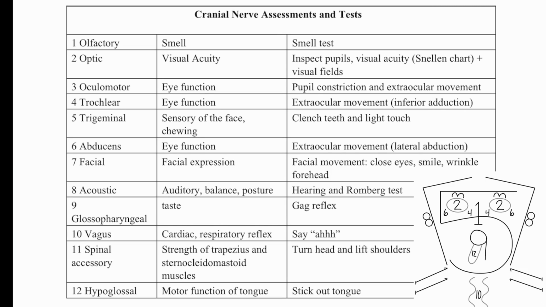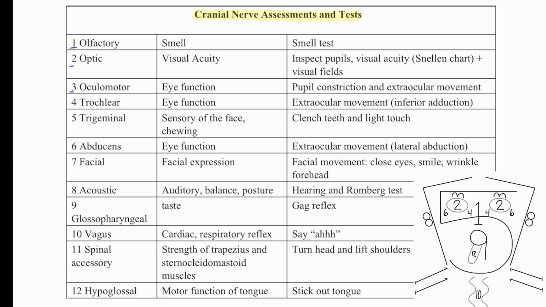Okay, so let's talk about the cranial nerve assessment and tests. So cranial nerve number 1 is our olfactory. This is our smell. And in order to test this, we'll use something called a smell test. 2 is our optic nerve. This is our visual acuity. To test this, we will look at the pupils. We'll use a Snellen chart to test visual acuity. This is the chart that when you stand away from the wall and you try to read a line of letters. And also check visual fields.